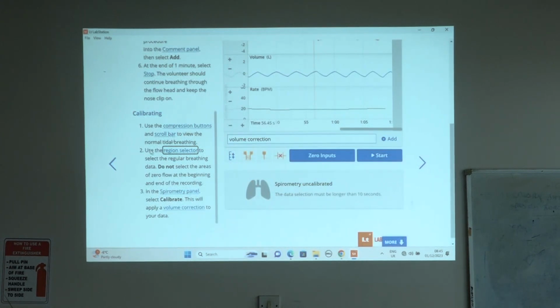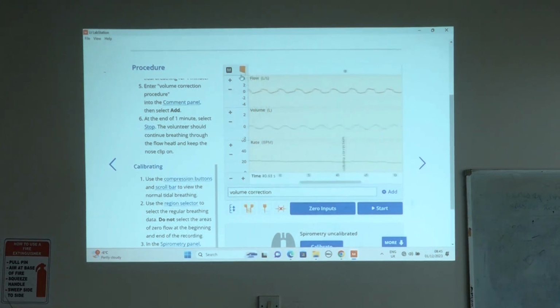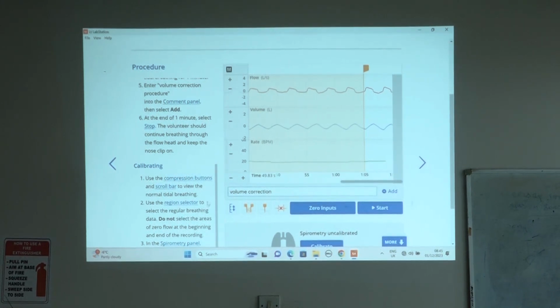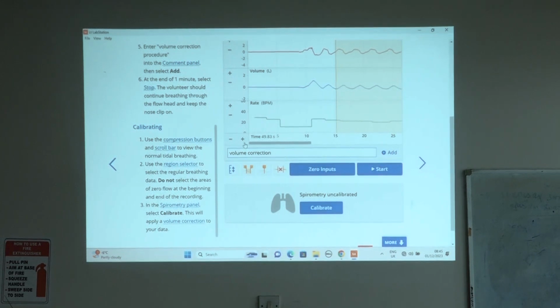Right, so it says to use the region selector to select the regular breathing. So this is the region selector. It has appeared now on the data panel, and I want to take it for the entire regular breathing, which is now being highlighted. Do not select the areas of zero flow at the beginning. Of course, I didn't do that, I just skipped it because I already knew. So you can see that this is the area where there was zero flow.